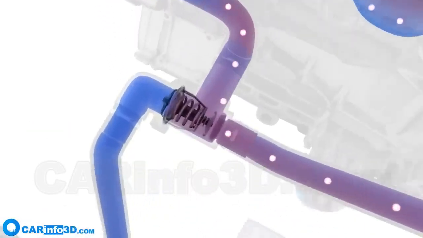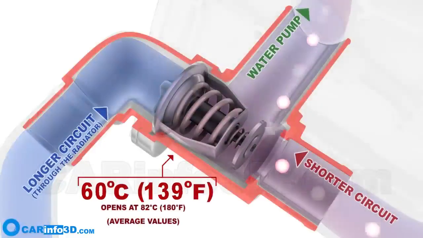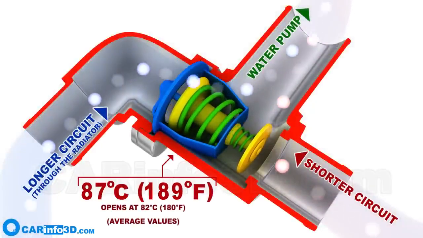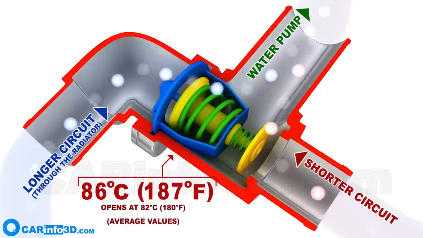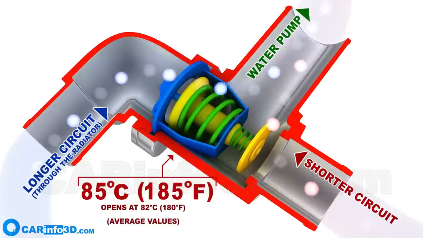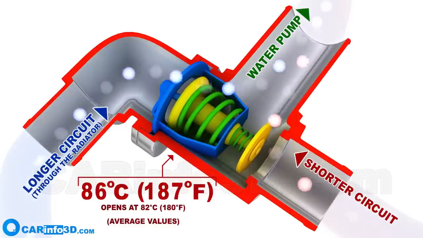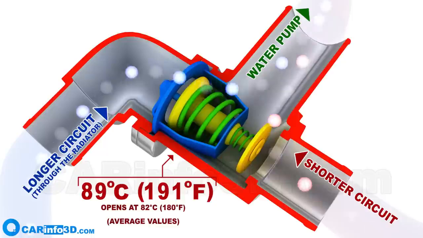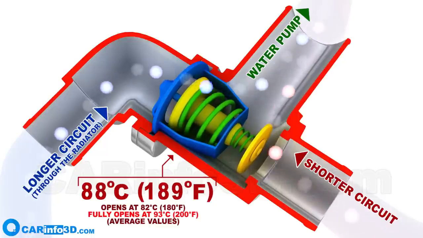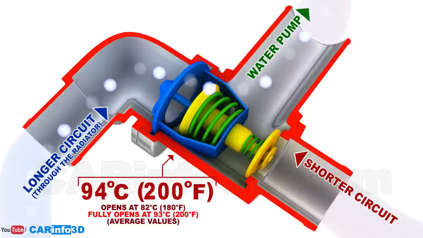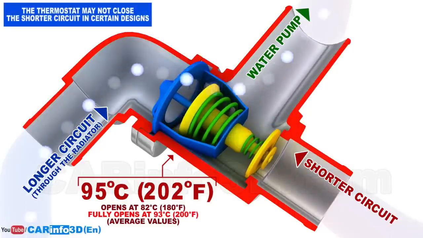When the temperature hits 82 degrees centigrade, the thermostat valve gradually opens, and the hot liquid mixes up with the radiator-cooled liquid from the longer circuit, which ensures that the temperature is balanced. If such mixing is insufficient and the temperature continues to increase, at 93 degrees centigrade, the thermostat will shut off the shorter circuit and fully open the longer circuit, allowing the entire volume of the coolant to circulate through the radiator.